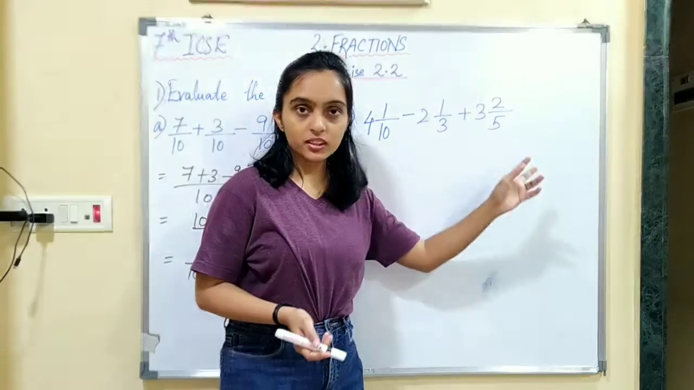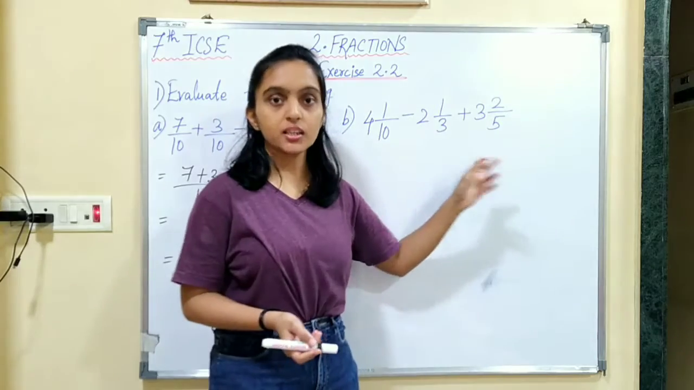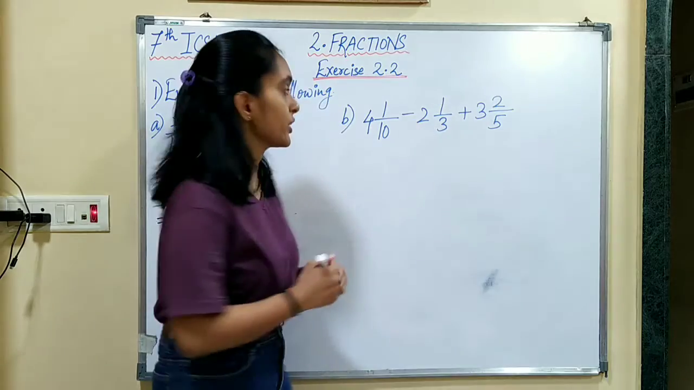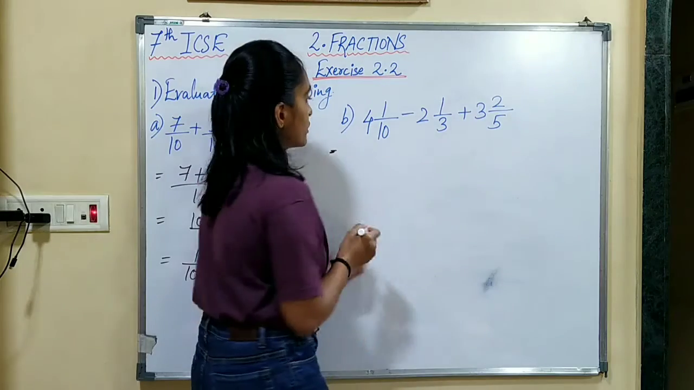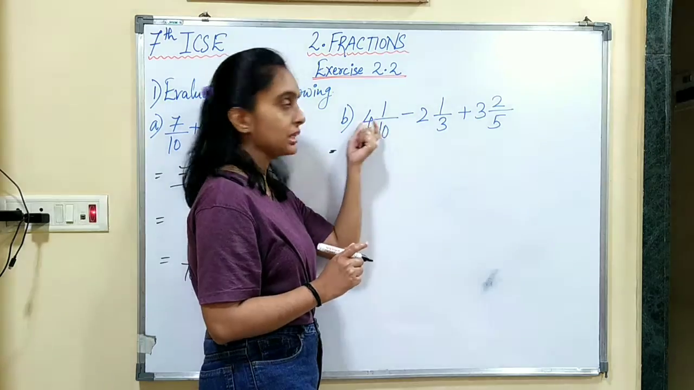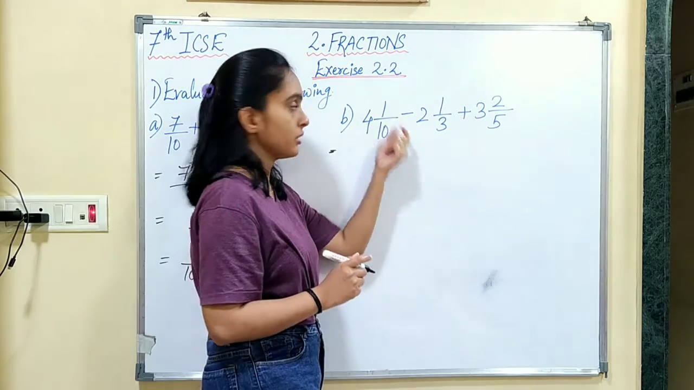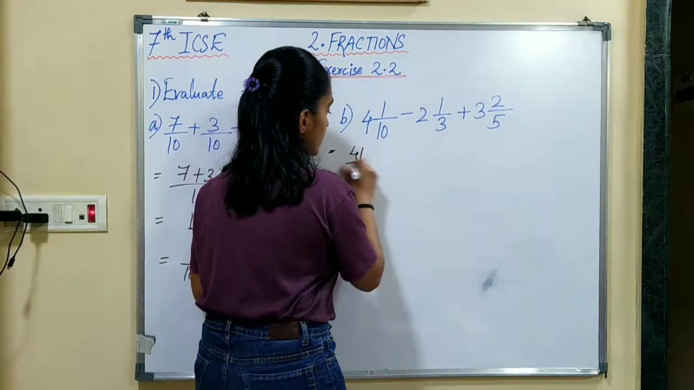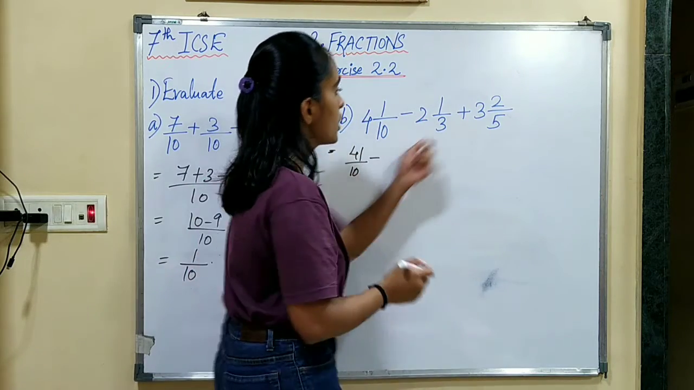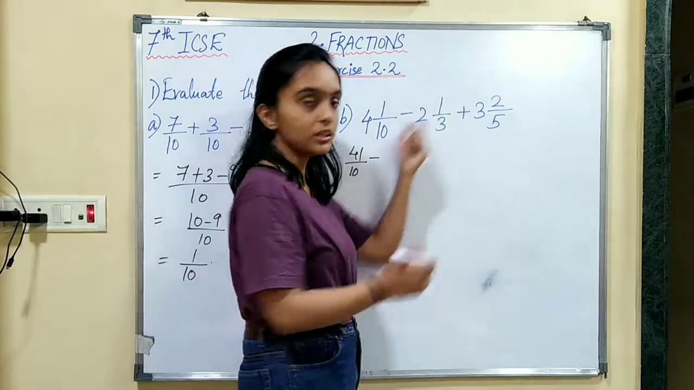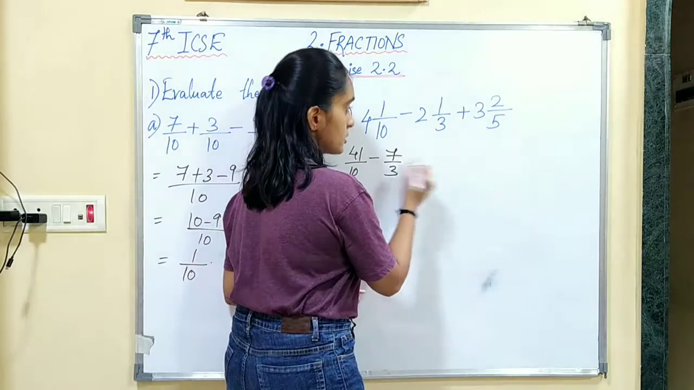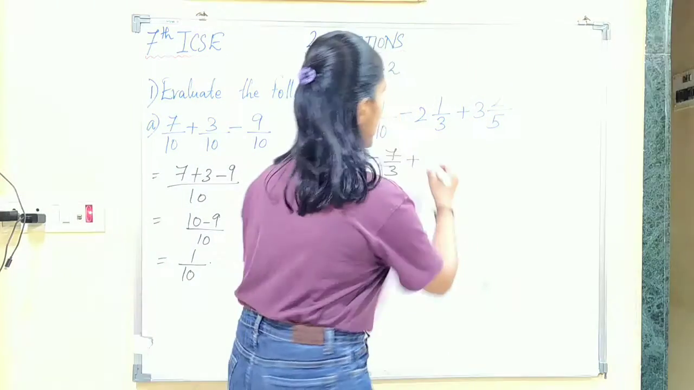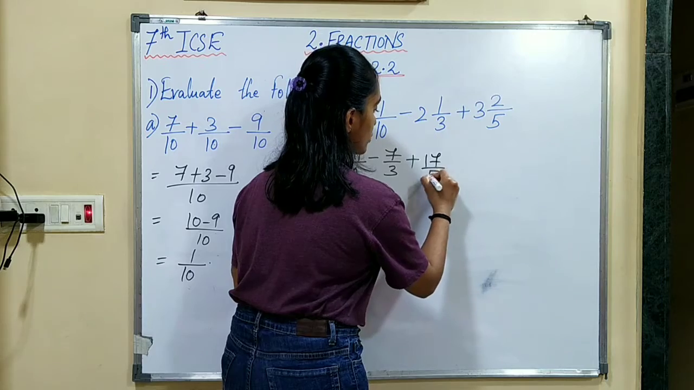Here three fractions are given, but all these fractions are mixed fractions. So first we have to convert them into improper fractions. Converting into improper fractions is: denominator multiplied by the whole number plus numerator. So 10 multiplied by 4 is 40, 40 plus 1 is 41, 41 upon 10, minus 2 3s is 6, 6 plus 1 is 7, so 7 upon 3, plus 3 5s is 15, 15 plus 2 is 17, 17 upon 5.